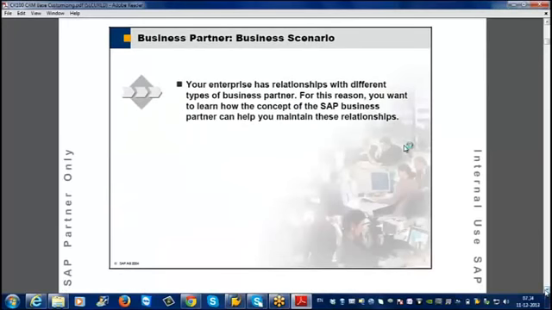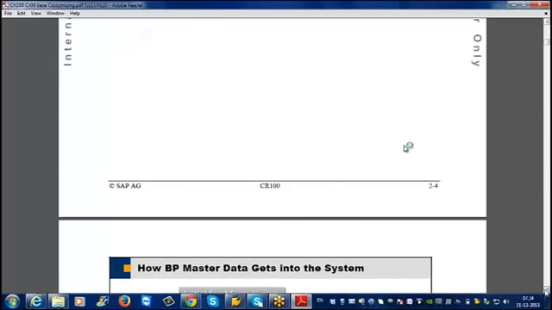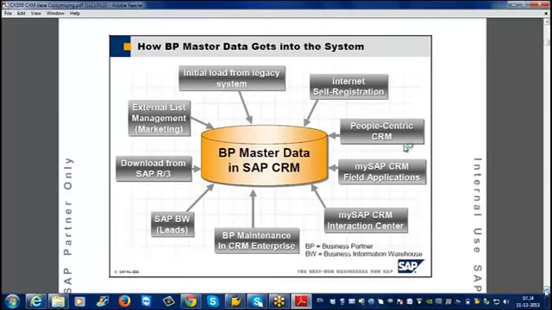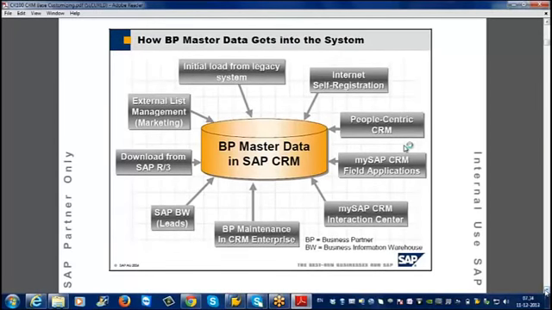As you might be aware, there will be a scenario wherein we try to explain the concept based on a scenario. The enterprise has relationship with different types of business partners. So we see how to establish the relationship between different business partners in CRM system. This is also the most common phenomenon: how the business partner master data gets into CRM system.